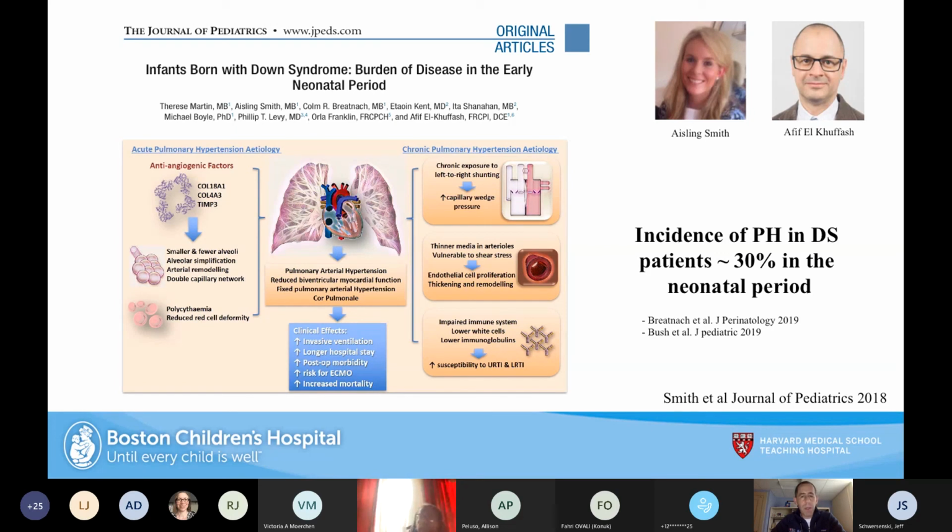Up until 4 years ago, the reported incidence of pulmonary hypertension in non-congenital heart disease and Down syndrome was less than 5%. With these advanced metrics, we've been able to identify that the incidence actually could be as high as 28 to 34%. This was confirmed with work in Ireland and work in Colorado led by Steve Abed and Douglas Bush.